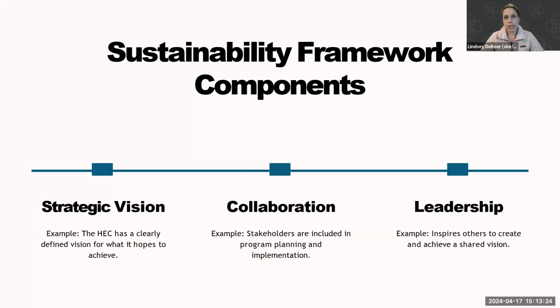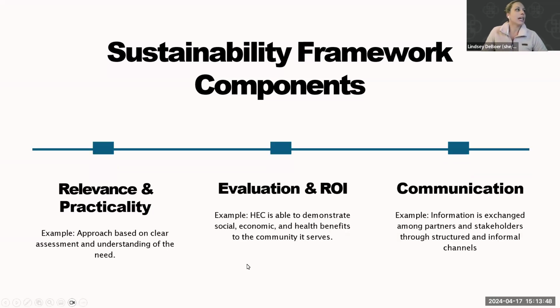Leadership, thinking through, are our leaders really on board with the vision, and are they inspiring others to achieve the shared vision through activities? Are the leaders leveraging their influence and resources to move our activities forward? These are all key questions for those three components. And there are more.